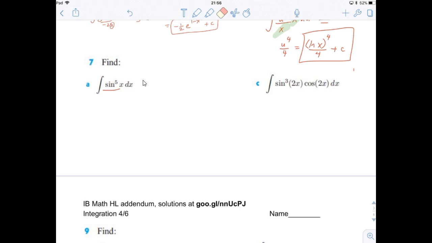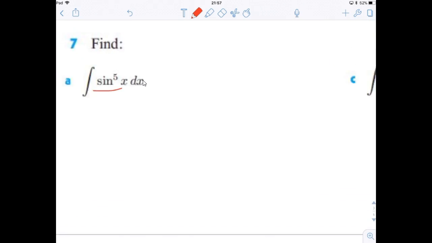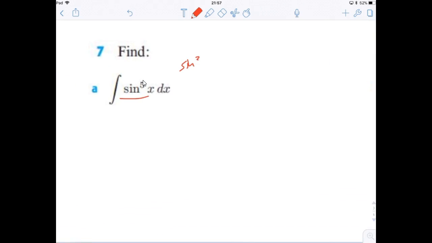Let's do this. So remember the identity sine squared plus cosine squared equals 1. So this actually gives us the flexibility to introduce the cosine. When we just have a bunch of sines, we can introduce cosine whenever we want to by using the identity sine squared equals 1 minus cosine squared.